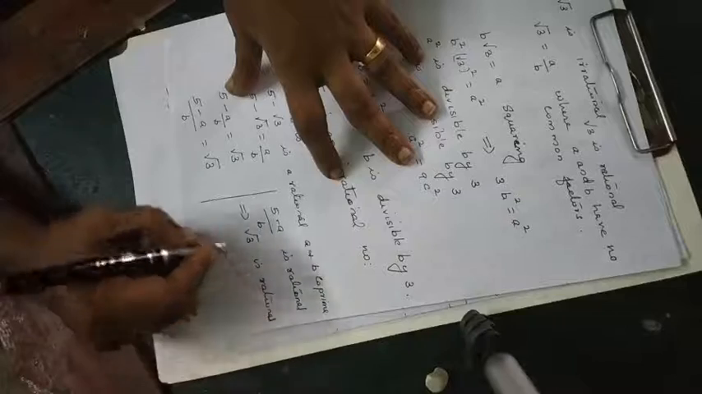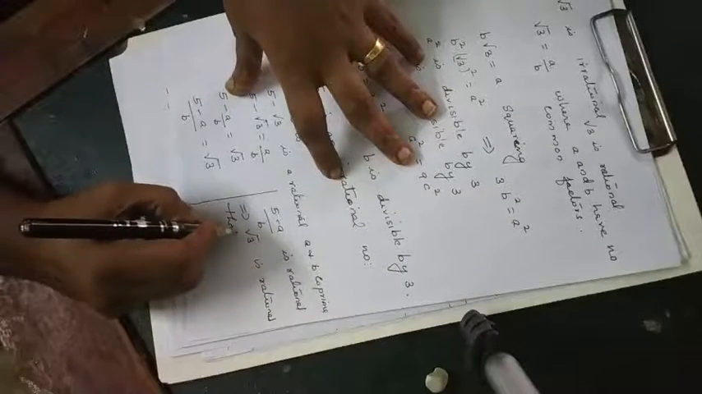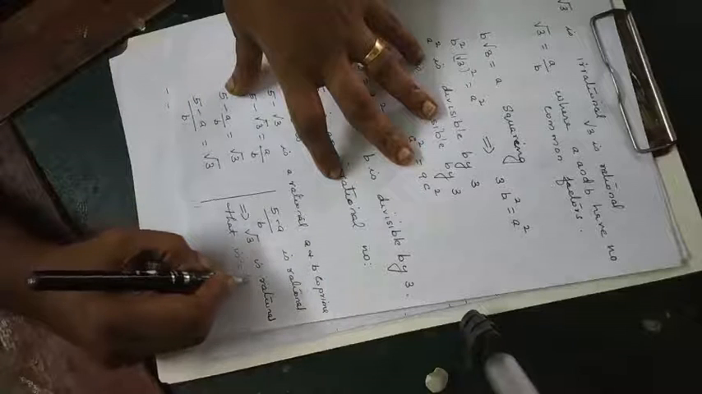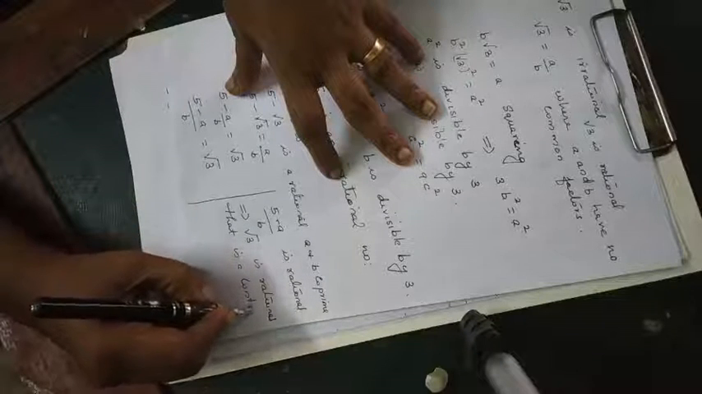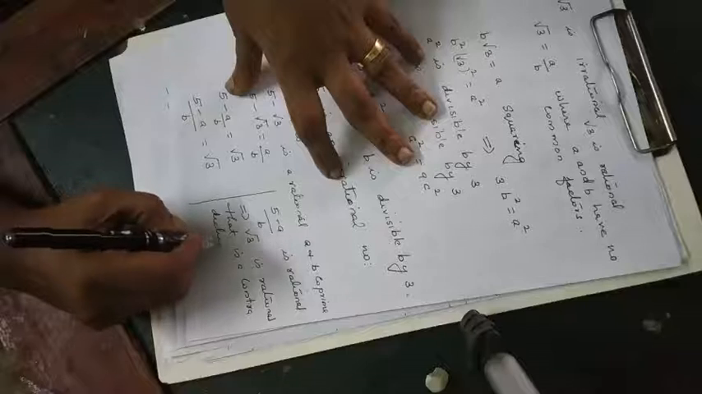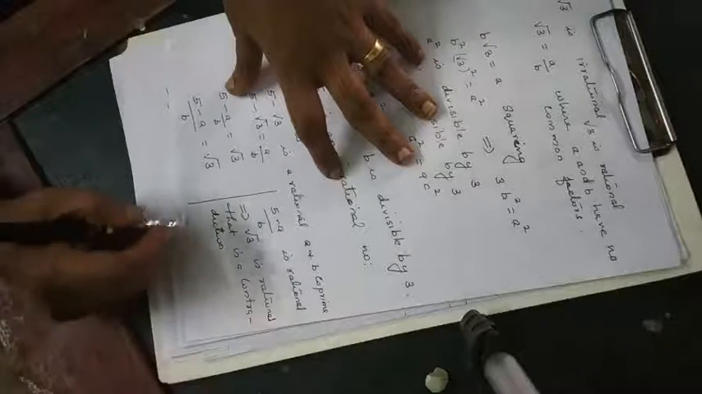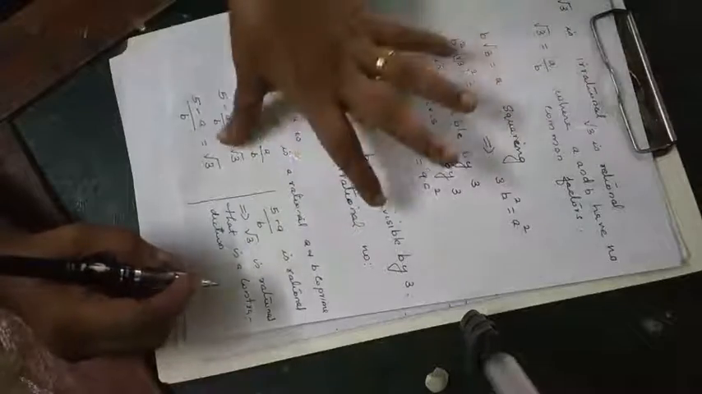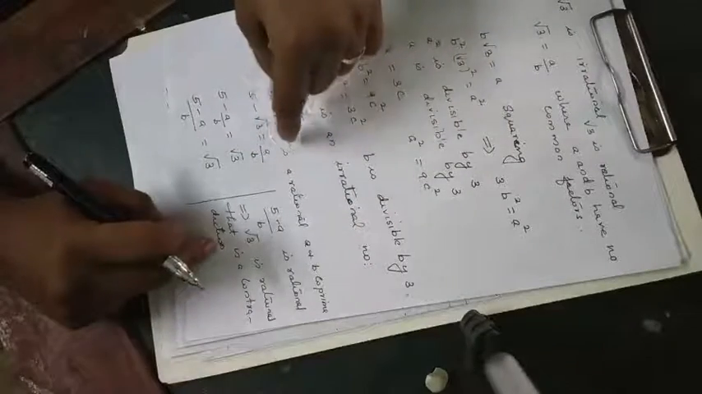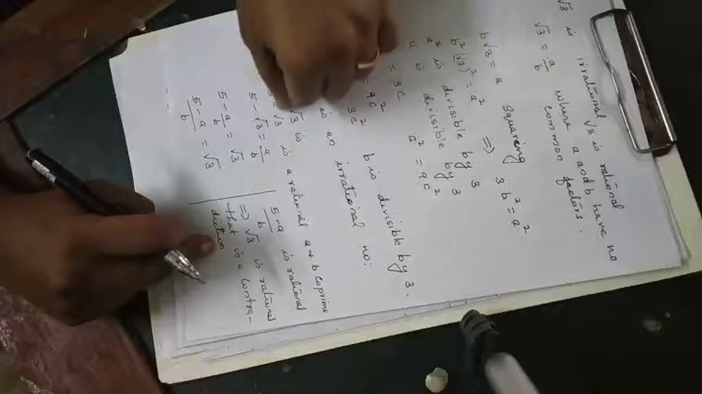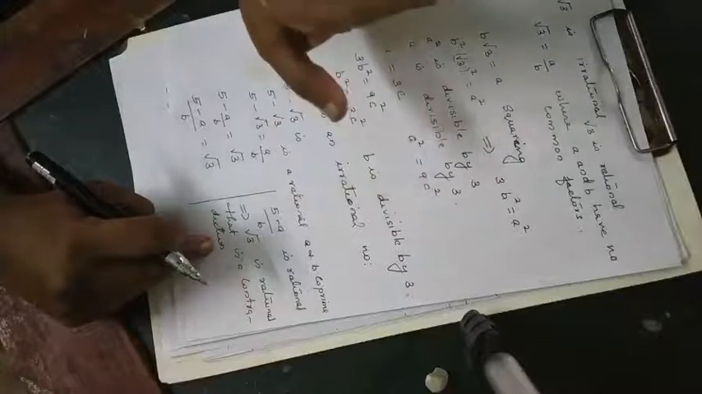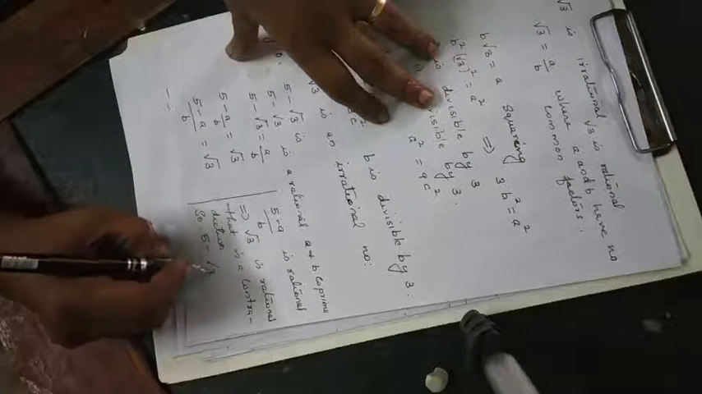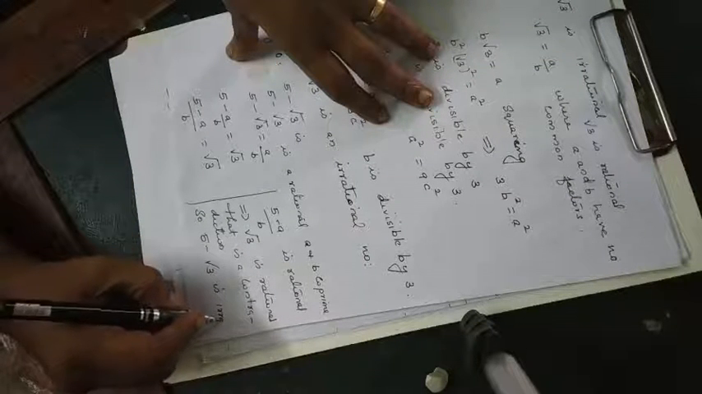But that is a contradiction. We know that root 3 is irrational. That is a contradiction. So why did this contradiction come? Because we took 5 minus root 3 as a rational number. So 5 minus root 3 is irrational.